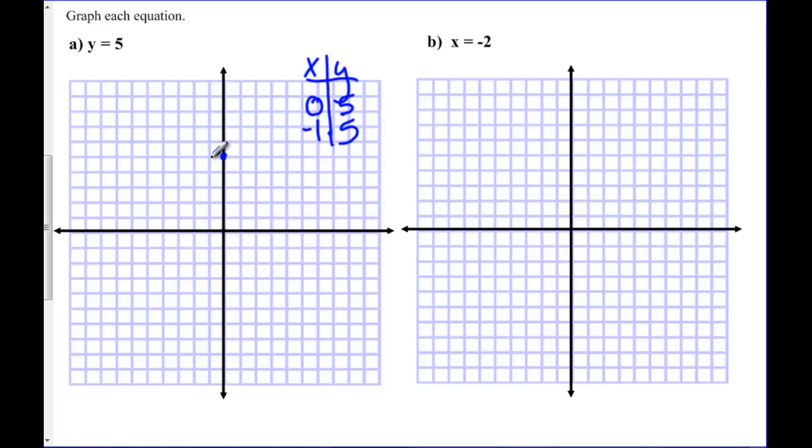And we got negative 1, 5. And that is good enough for me to go, oh yeah, if y equals a number, it's a horizontal line that's going to run left and right.